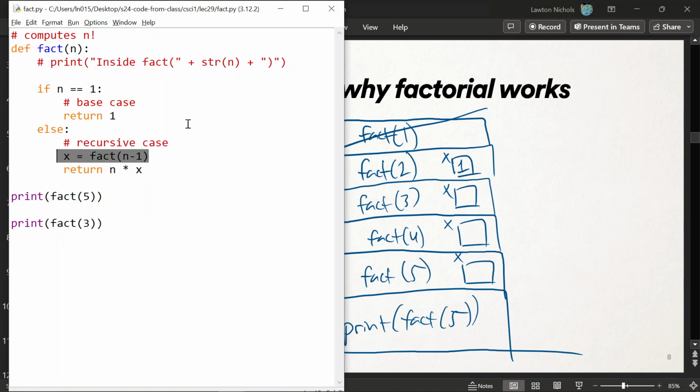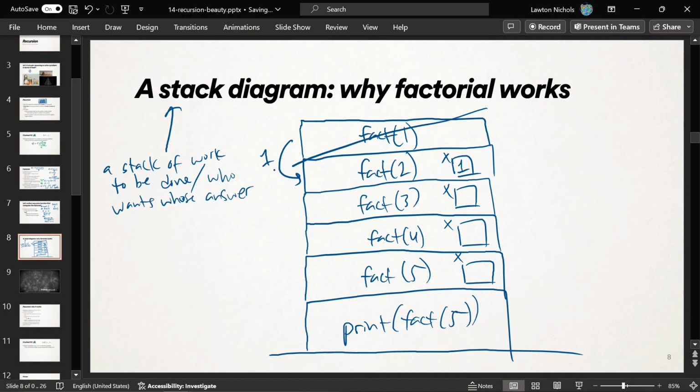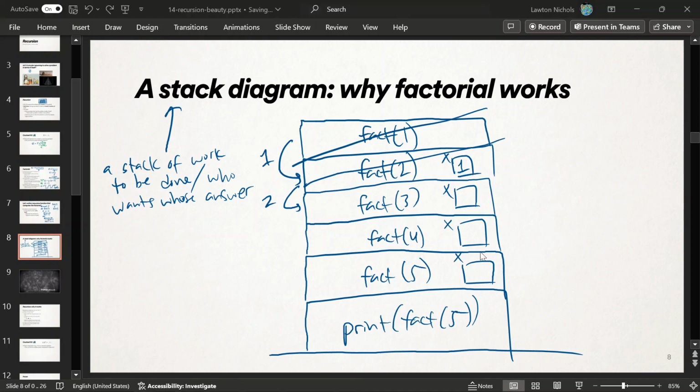I know 1 factorial. I've placed it in my x variable. I'll return my n, which is 2, this is fact of 2, times that answer for the factorial of 1, times 1, and that's my answer for factorial of 2. And so it's going to multiply 2 times 1, and that's its answer that it gives back to whoever was calling it. And then it's done with its job. It's returned. Do you see how that was the correct answer for the factorial of 2? And it just gave it back to whoever was waiting on it, which was fact of 3.